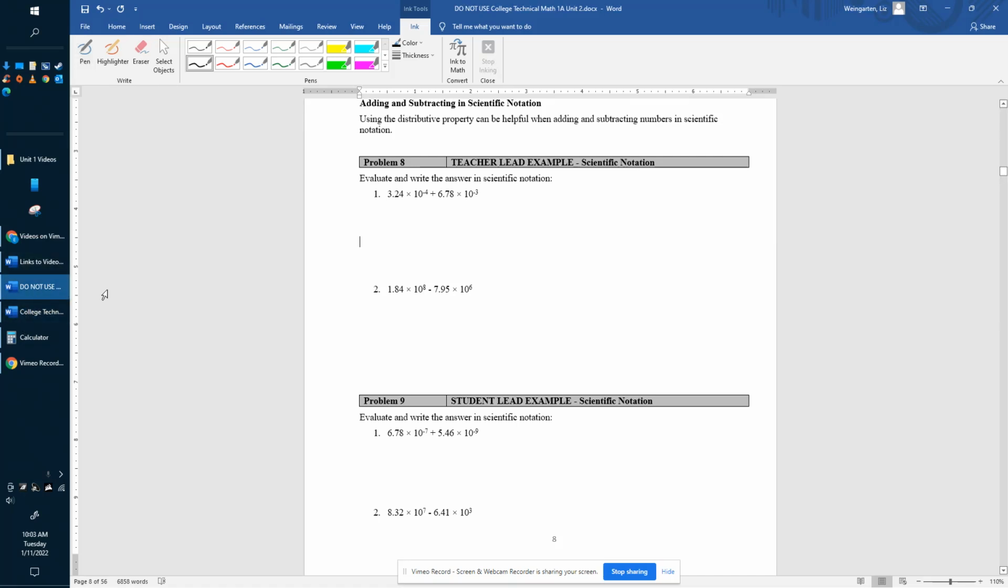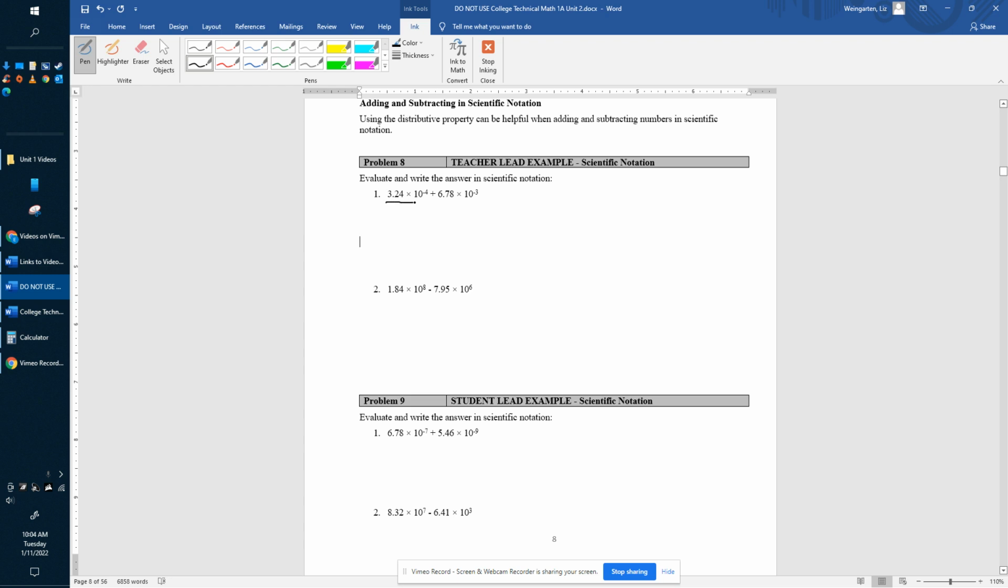Next, we're going to look at adding and subtracting in scientific notation. This is going to be a little bit different. What we're going to do is factor out as many 10 powers as we can before performing our addition. We're essentially doing the opposite of what we did with the distributive property.